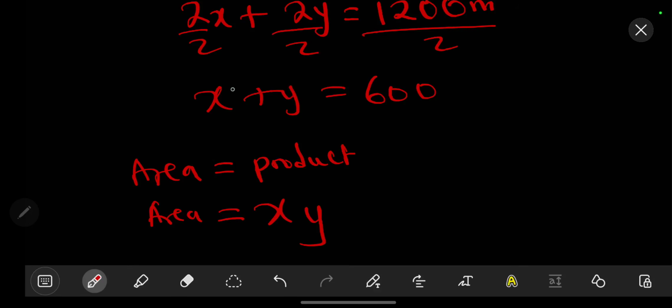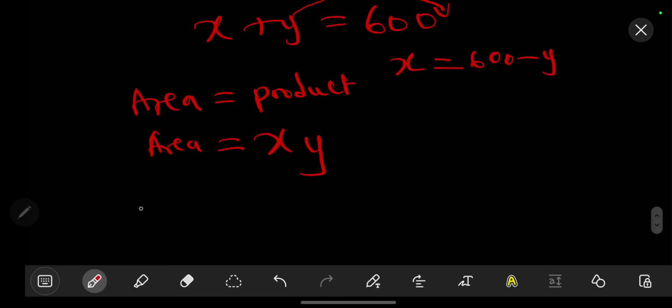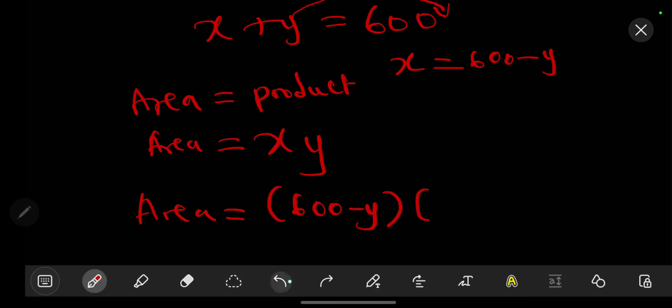Let's make x the subject of the formula. If we take y there, x is equal to 600 minus y. So where there is x, we are going to put this. The area should be equal to, where there is x, we put 600 minus y, times y.